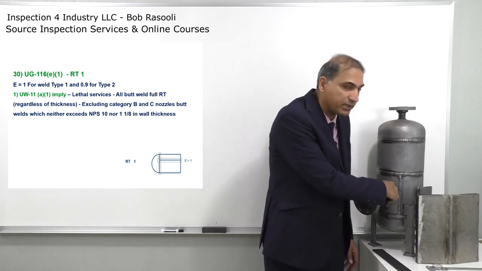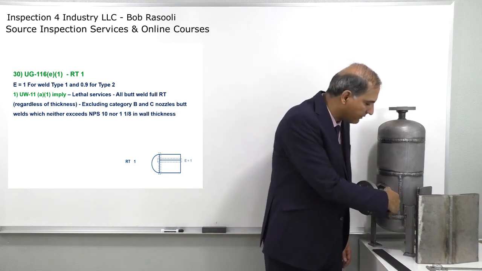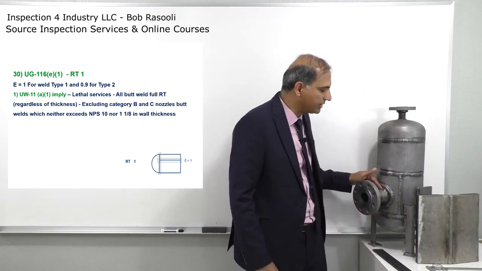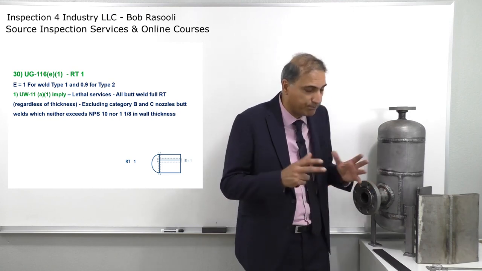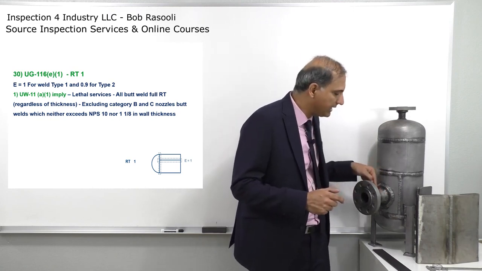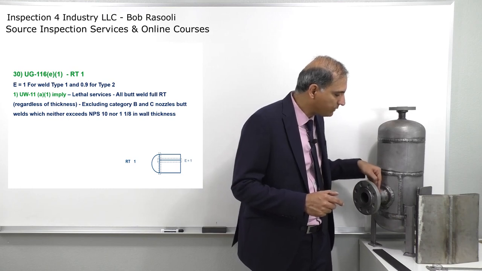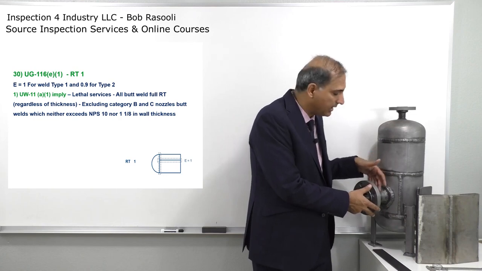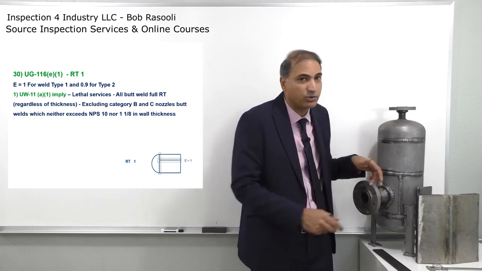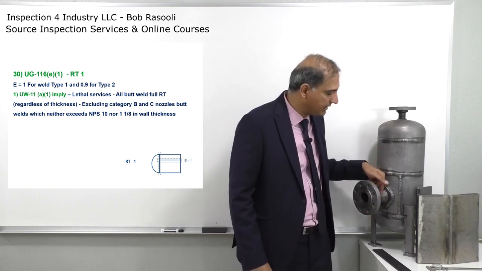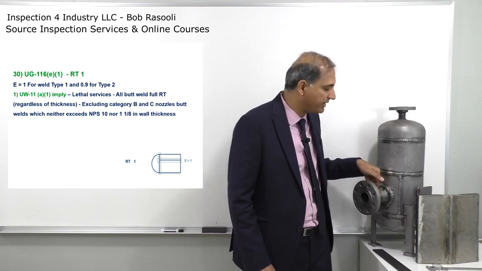This is not actually a butt weld, right? So this is accepted now. We're not talking about the category D because this is not a butt weld. We're talking about the butt weld. So this butt weld in here, this is not 10 inch, right? And also my wall thickness is not more than 1 1/8 inch. So this is exempt from radiography testing.